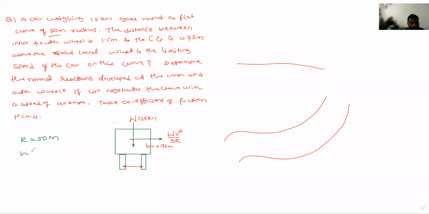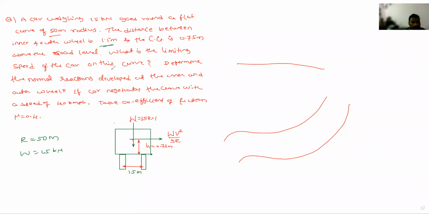W is equal to 15 kilonewton. Then the distance between the outer and inner wheel, center to center, is equal to 1.5 meter. Then CG is 0.75 meter from the road level. So if this is the road, the CG height is given as 0.75 meters.